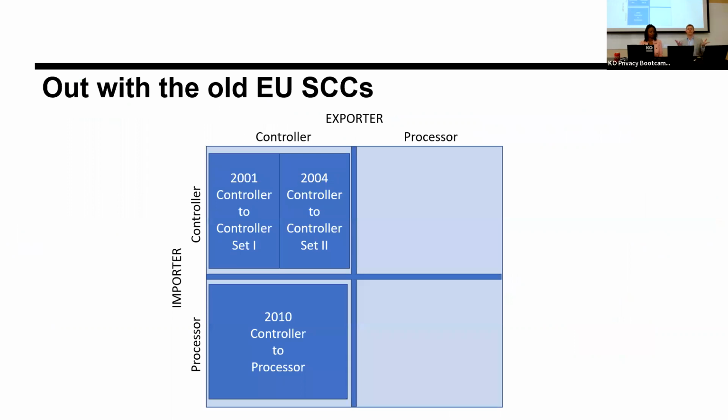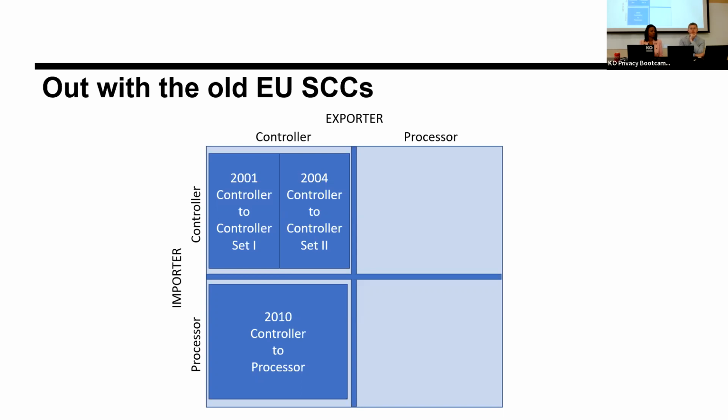So why did we need new ones? Because the old ones were incomplete. They only had certain coverage. You only had a controller to controller transfer, where you were exporting from a controller in the EEA. These are old, as you can see here, 2001 and 2004, to a non-EEA country. Now you have the same requirements in the UK. You're likely familiar. Basically we had these old controller to controller sets. There's very little distinction between set 1 and set 2. Essentially, they're now sunsetted, so I won't go into the distinction.